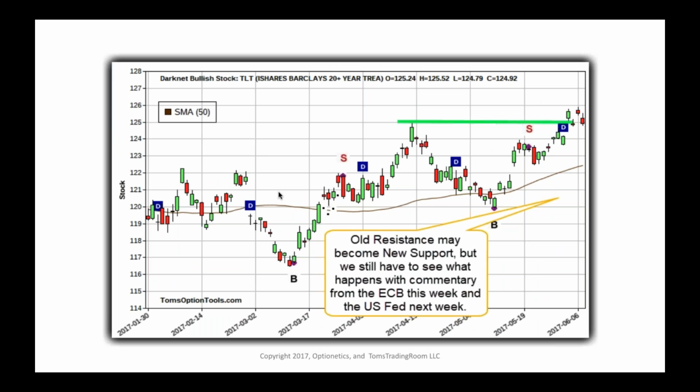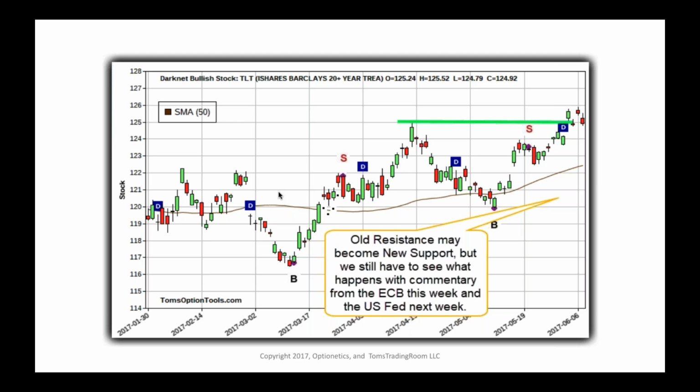This is bonds. This is the TLT, which is the iShares Barclays 20-year Treasury. We look at this on a weekly basis. Now, here's the thing. When stocks go up, this chart should go down. When stocks go down, this chart should go up. Now, we're going into a really weird window because this thing's been making new highs and the stock market's been making new highs. And guess what? Somebody's going to have to cry uncle and move in a different direction.